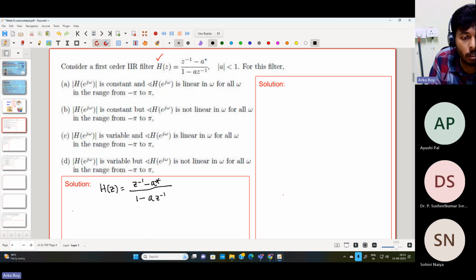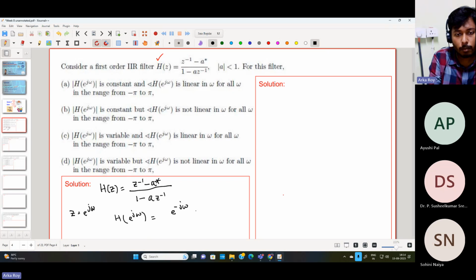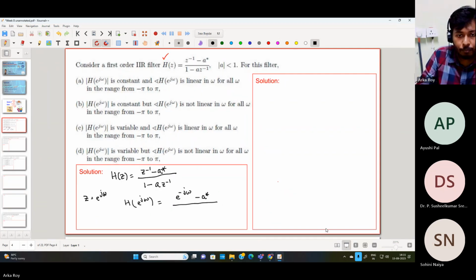Now we need to change the variable. So z, I can take it as e^(j omega) so that I can convert this to DTFT. In place of z, I will be writing e^(j omega). Therefore, H(e^(j omega)) equals (e^(-j omega) minus a*, or conjugate of a) divided by (1 minus a e^(-j omega)).